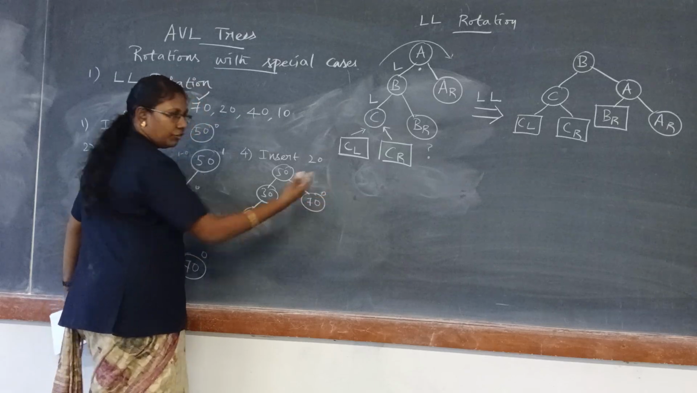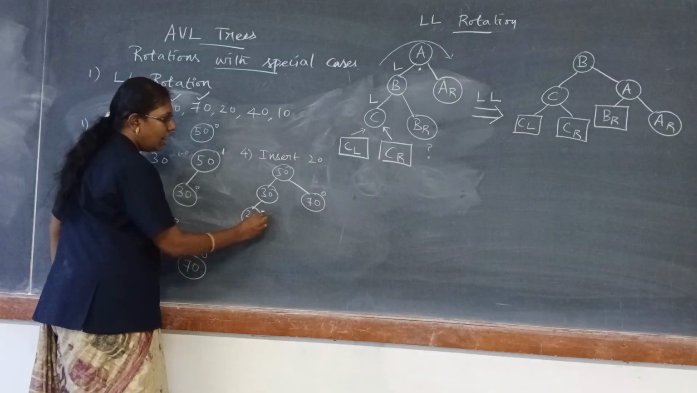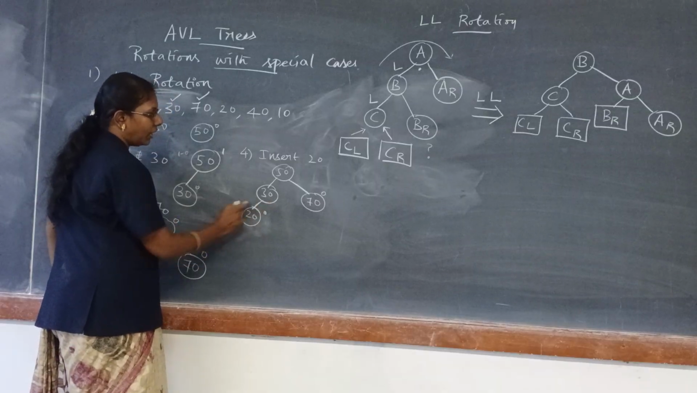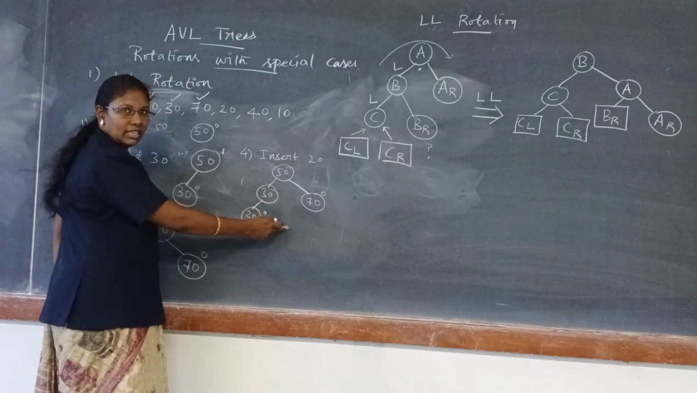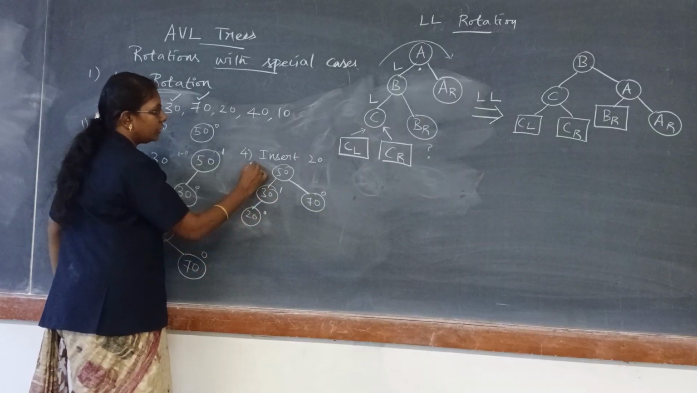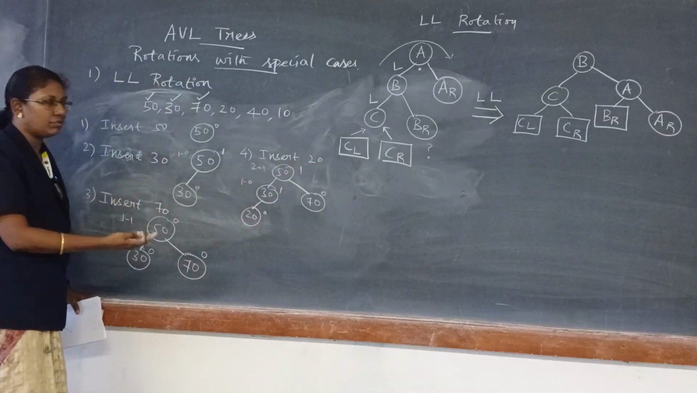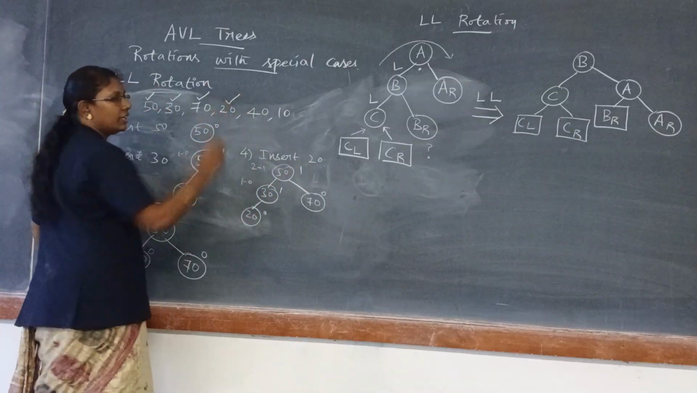So the balance factor of this 70 is 0. The balance factor of 20, as it is a leaf node, is 0. And for 30 it is 1 minus, there is no right subtree, so 1 minus 0 is equal to 1. And the left subtree's height is 2 here, so 2 minus 1 here, that means 1. So no issues in the balance factor. Now we have successfully inserted 20.